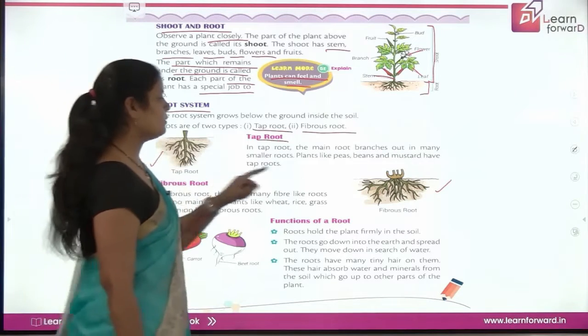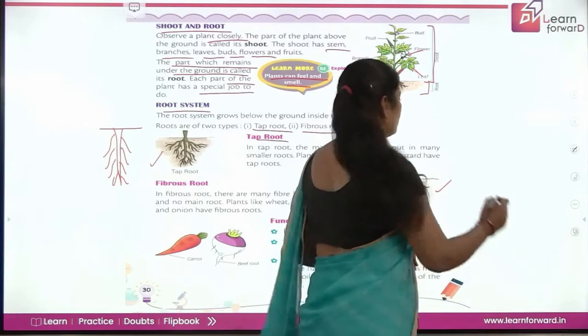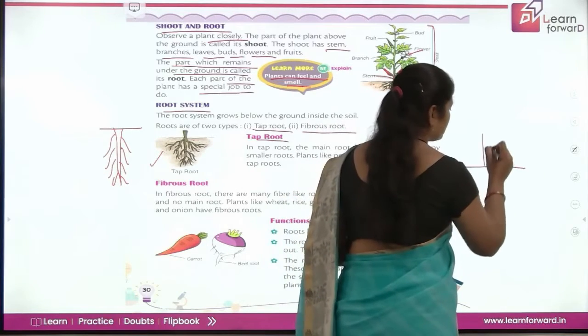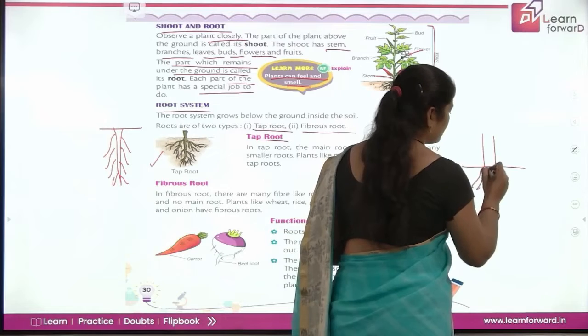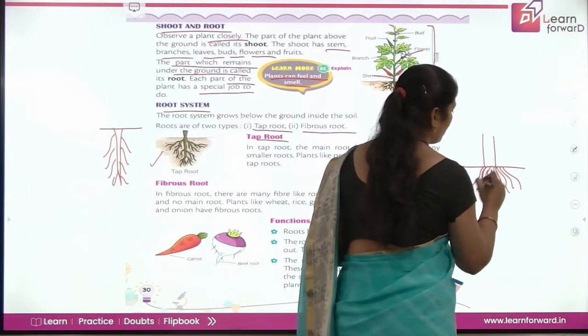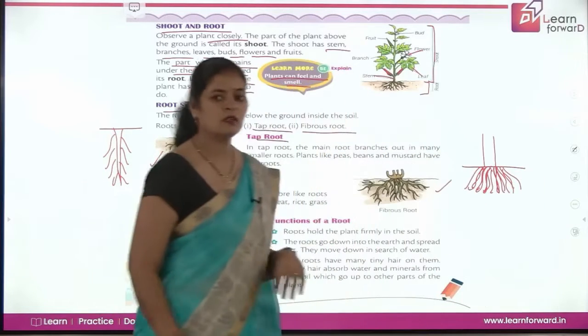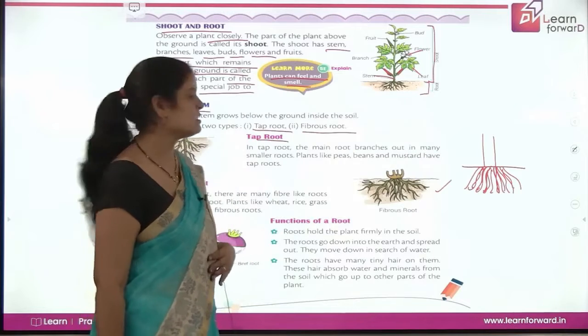Fine. And what about fibrous root? Fibers means many thread-like structures. So under the ground, at the base of the stem, many fibers of root arise in a bunch from the base of the stem. So this is called as fibrous root. So understood the difference? So let's start.